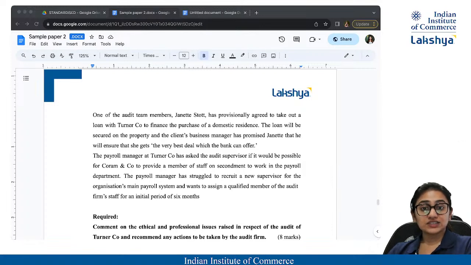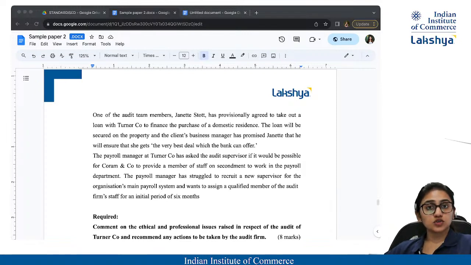Then there are threats to objectivity, and they are normally considered to be so significant that no safeguard could cancel out the threat or reduce it to an acceptable level. It follows, therefore, in most cases that audit members should not accept such a loan or guarantee in any situation whatsoever. So you can write the answer based on those points.